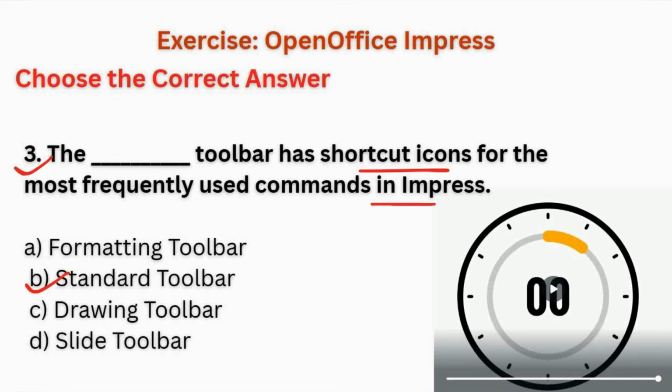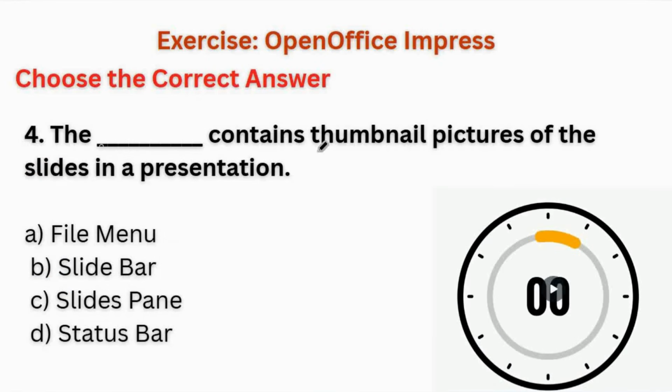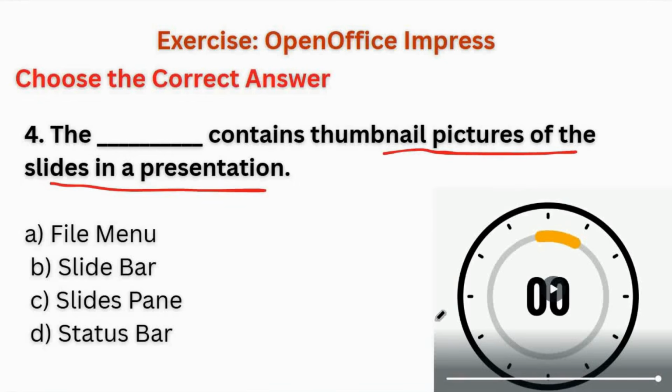Now, next question, question 4. The blank contains thumbnail pictures of the slides in a presentation. Option A, file menu; option B, slide bar; option C, slide pane; and option D, status bar. Choose the correct answer. Your time starts now. 5, 4, 3, 2, 1, time's up. The correct answer is slide pane, which contains the thumbnail pictures of the slides in a presentation.